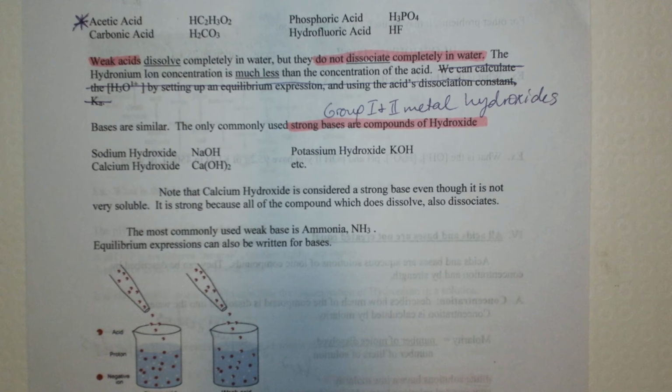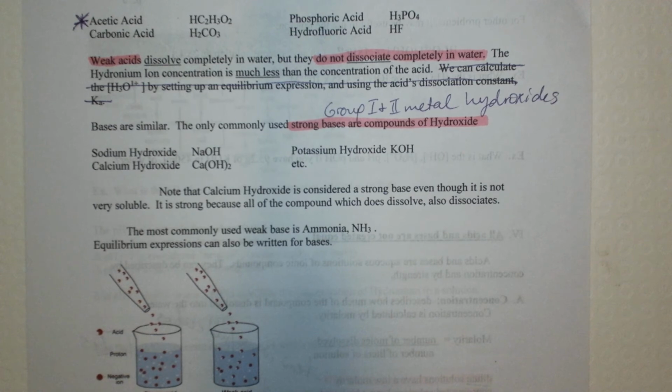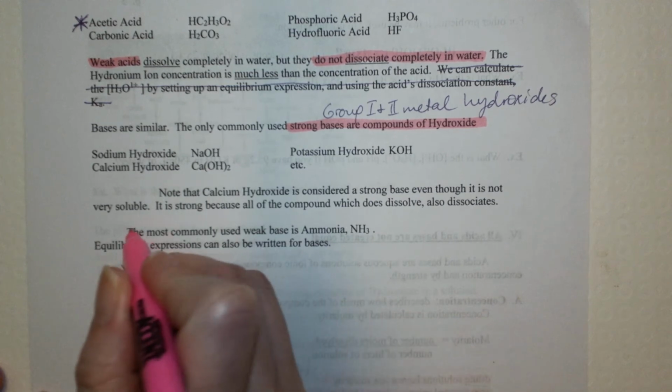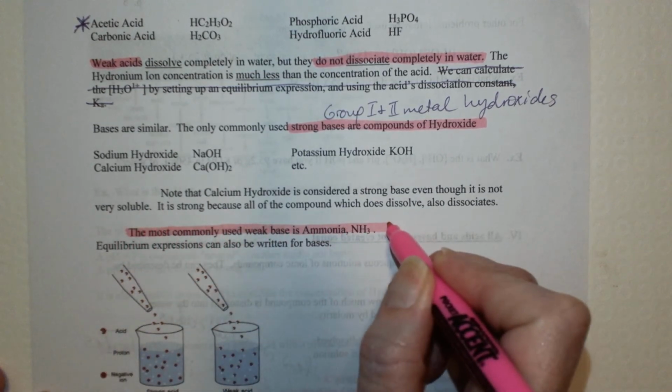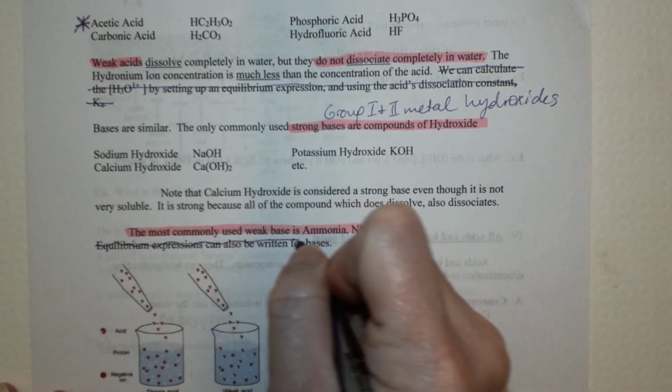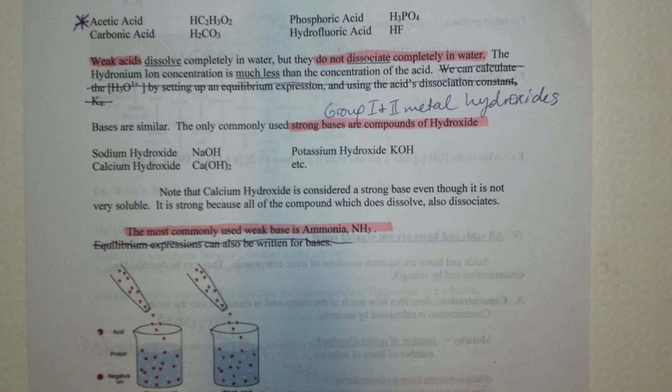Now some of these things don't necessarily dissolve in water. Some of them are insoluble because hydroxides just by design like to be insoluble. If it dissolves at all, what goes into solution completely dissociates. So it's considered a strong base even if it doesn't completely dissolve. There is a very common weak base. The most commonly used weak base is ammonia. Ammonia is NH3. We're not going to worry about equilibrium expressions for right now. But the most commonly used weak base is NH3.